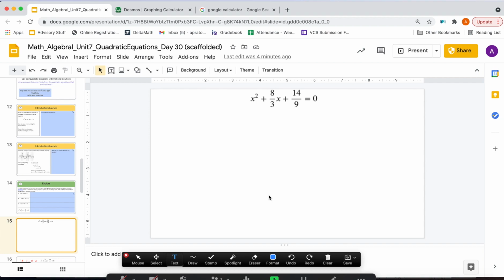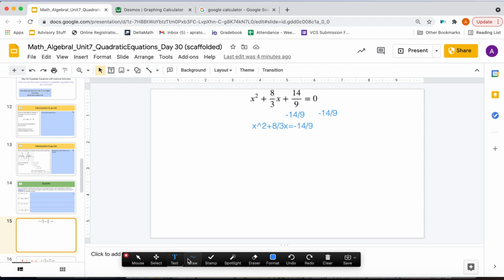When completing the square, the first step I'm going to do is subtract 14/9 from both sides so that I can move my constant term to the right-hand side and only work with these two terms, which are going to make me a perfect square trinomial. x squared plus 8/3 x equals negative 14/9.